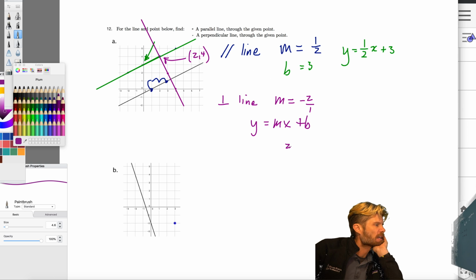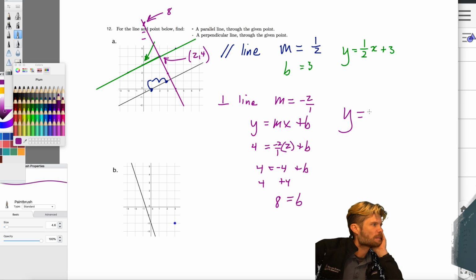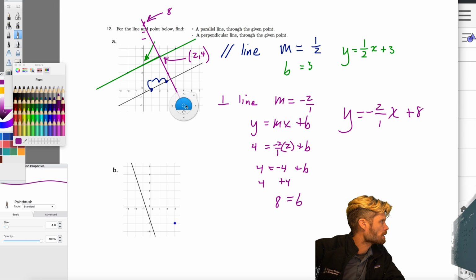And so 2 is the x, so let's put that x there. 4 is the y. M is -2 over 1 plus b. So -2 times 2 is -4. And then I have to solve for b. I'm going to add 4 to both sides. So b equals 8. So this is actually going to go up to 6, 7, and 8 up here. And so my equation is going to be y equals -2 over 1 x plus 8. Okay, so there you go.